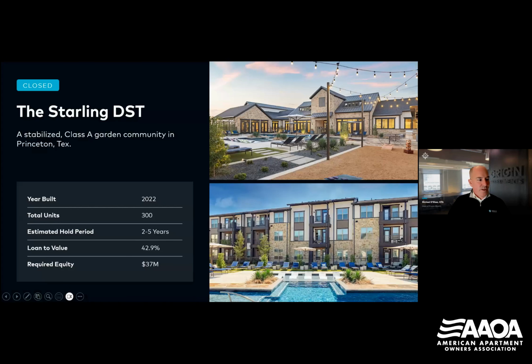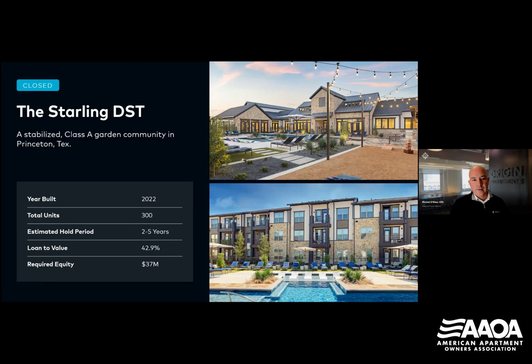So here's just a couple examples of deals that we've had in the marketplace recently. This is the Starling. This is just north of Dallas. This is the first DST that we put into the market in '24. So $37 million capital raise. This one sort of flew off the shelf. It had a special benefit to it where this property actually doesn't pay any taxes for the next 99 years. We have a 99-year tax abatement on the Starling. So this was a really powerful deal to launch with.